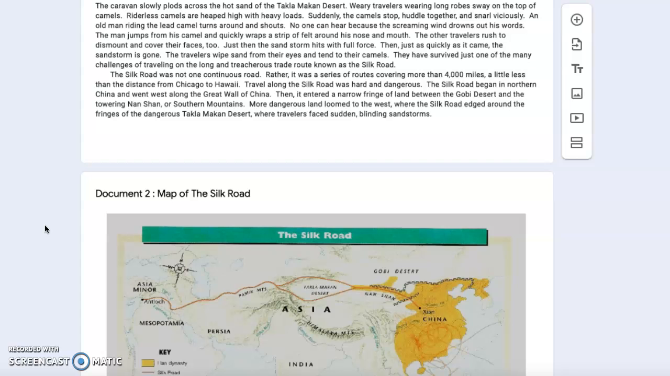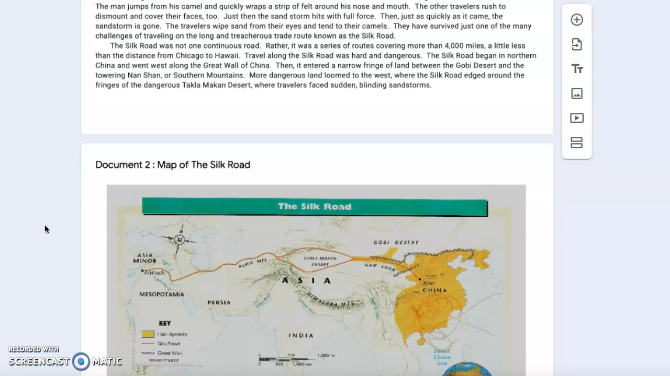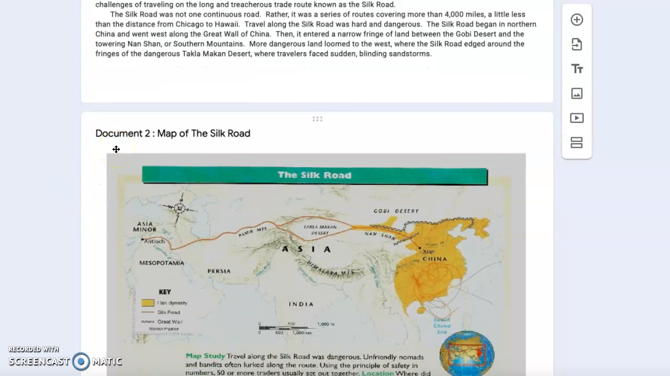Rather, it was a series of routes covering more than 4,000 miles, a little less than the distance from Chicago to Hawaii. Travel along the Silk Road was hard and dangerous. The Silk Road began in northern China. It went west along the Great Wall of China. Then it entered a narrow fringe of land between the Gobi Desert and the towering Nanshan or Southern Mountains. More dangerous land loomed to the west, where the Silk Road edged around the fringes of the dangerous Taklamakan Desert, where travelers faced sudden, blinding sandstorms.